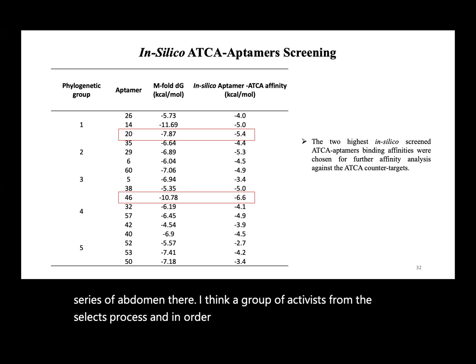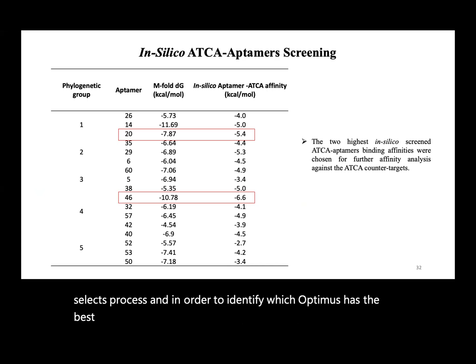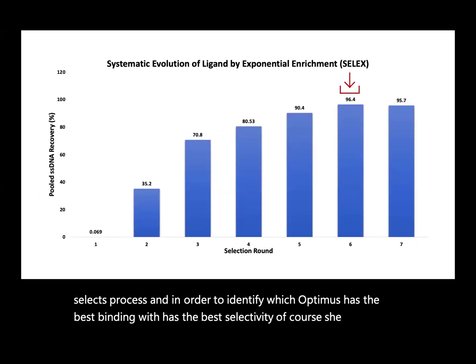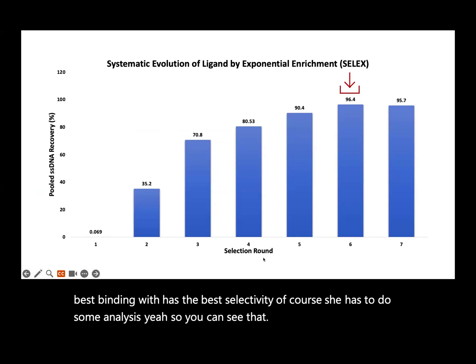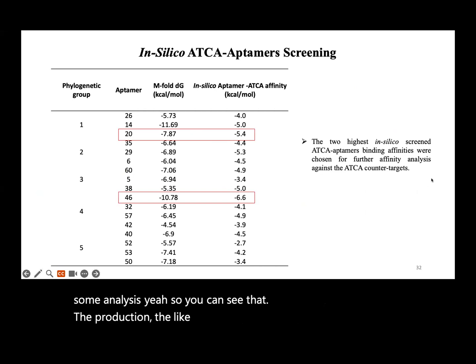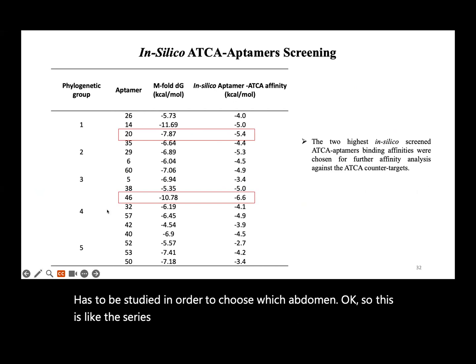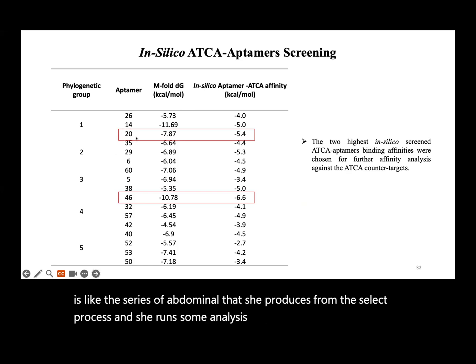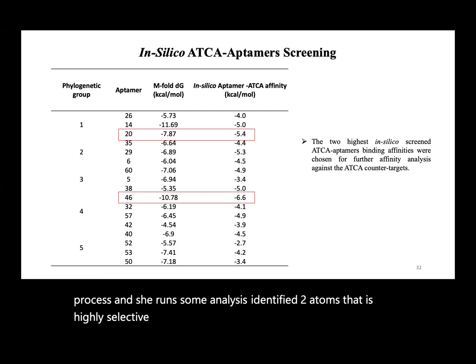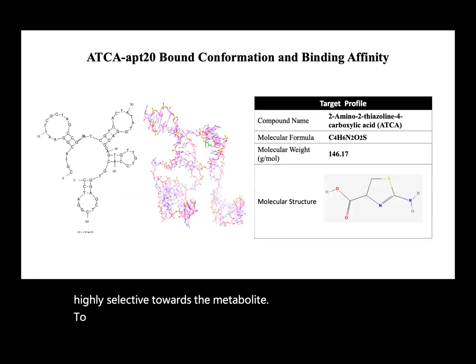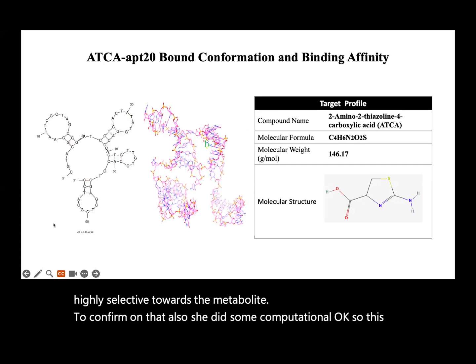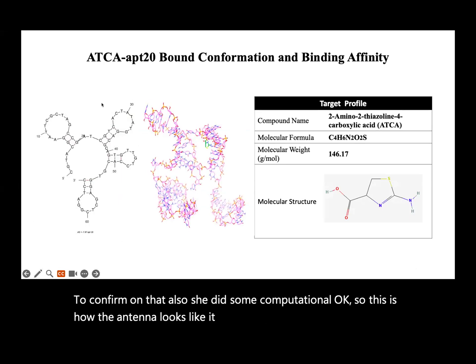In order to identify which aptamers have the best binding and the best selectivity, of course, she has to do some analysis. You can see that the binding activities have to be studied in order to choose which aptamer. So this is the series of aptamers that she produced from the SELEX process, and she ran some analysis and identified two aptamers that are highly selective towards the metabolite. To confirm that, she also did some computational work. This is how the aptamer looks like. It has a folded structure. You can see that most of them will look like this.